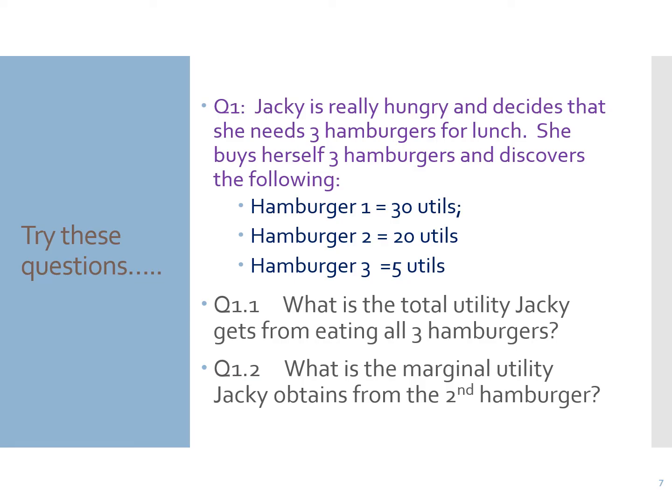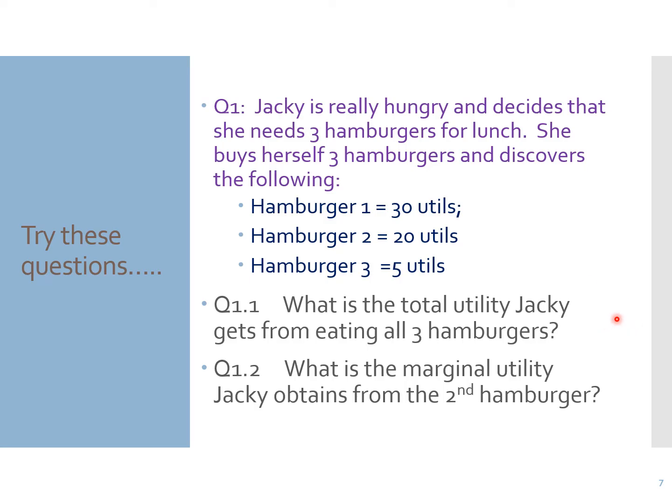Another way we can ask you questions on these concepts. Jackie is really hungry and decides she needs 3 hamburgers for lunch. She buys herself 3 hamburgers and discovers: first hamburger, she gets 30 utils. Second, 20 utils. Third, 5 utils. What is the total utility Jackie gets from eating all 3 hamburgers? Simply the sum of these, because these are the marginal utilities. So 30 plus 20, 50 plus 5 is 55.